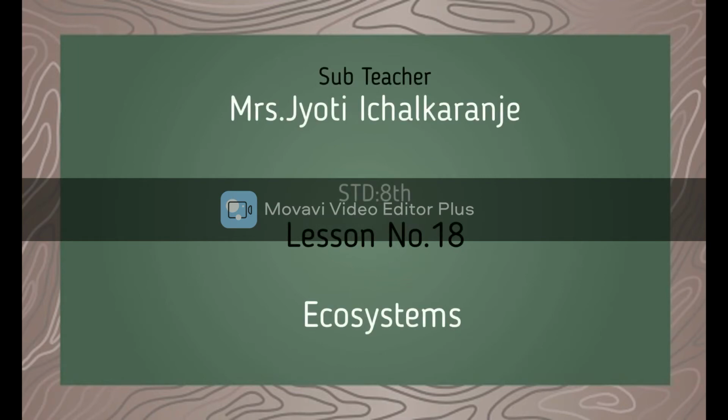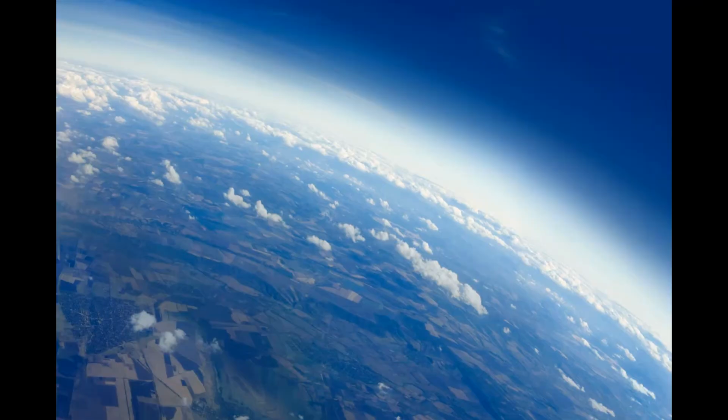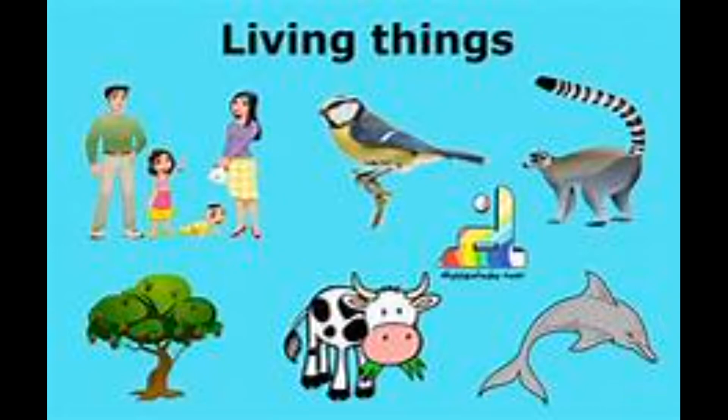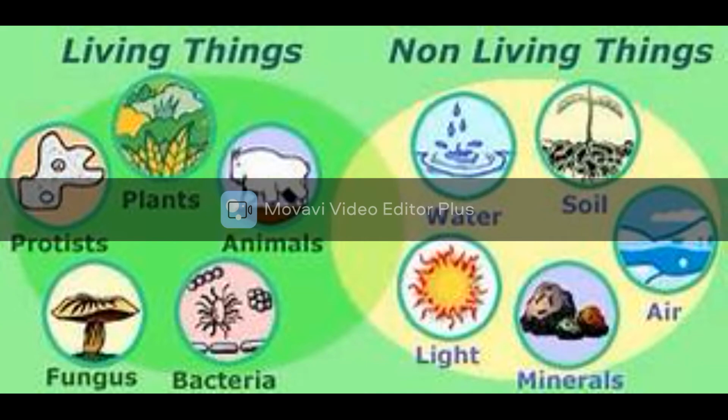Standard 8 General Science, Lesson number 18: Ecosystems. Students, our earth has atmosphere, living things, water and many other factors. This all is called an ecosystem. The world around us is made up of living and non-living factors.